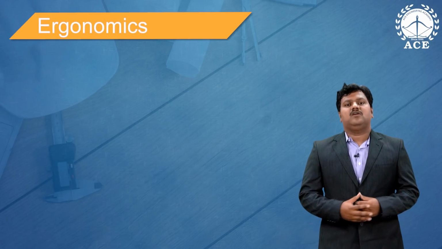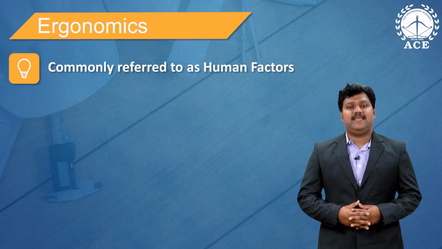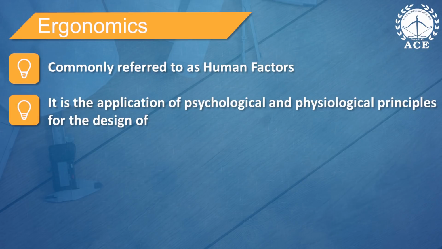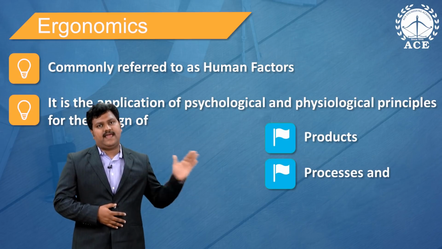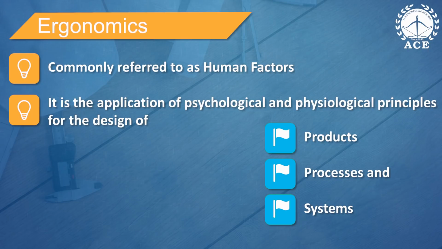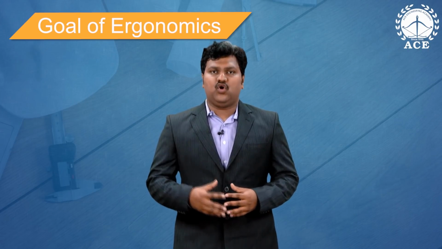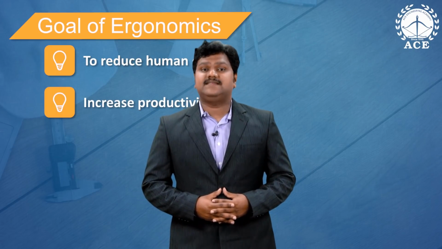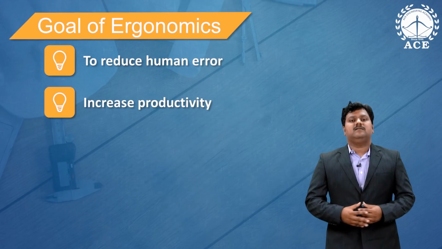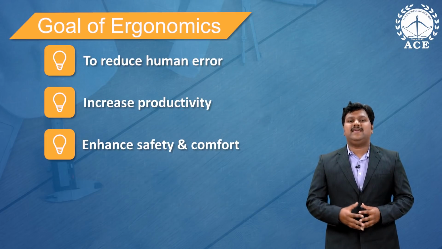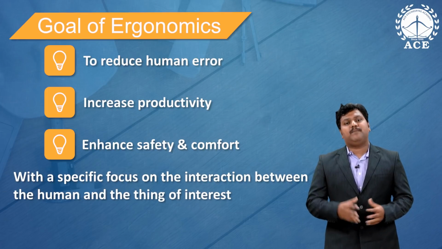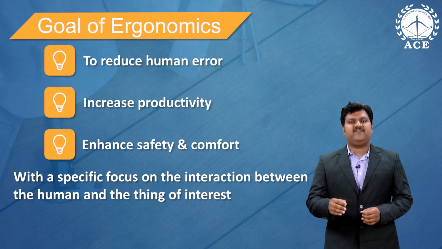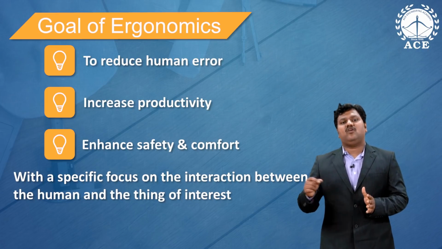Ergonomics, or commonly known as human factors, is the application of psychological and physiological principles for the design of products, processes, and systems. The main objective or goal of ergonomics is to reduce human error, increase productivity, and to enhance the safety and comfort of the personnel using the product, with specific focus on the interaction between a human and the thing of interest.